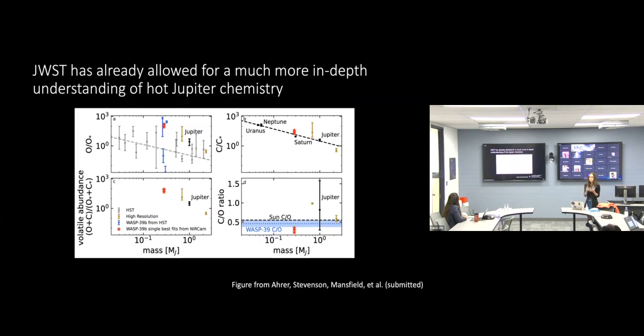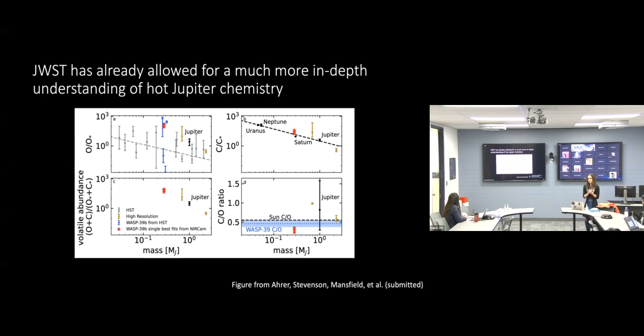So just from observing this single hot Jupiter, we can already see how JWST is really going to change our understanding of hot Jupiter chemistry. One way I'm showing this is this plot right here. I'm showing different ratios of different elements for all of the planets that we've ever looked at before. On the top left here is the oxygen abundance relative to the star's oxygen abundance. The top right is the same for carbon abundance. The bottom left is showing what I'm calling net volatile abundance, which is combined oxygen and carbon abundance relative to the star. And then on the bottom right is the C/O ratio, and all of these are shown with the planet's mass on the x-axis.